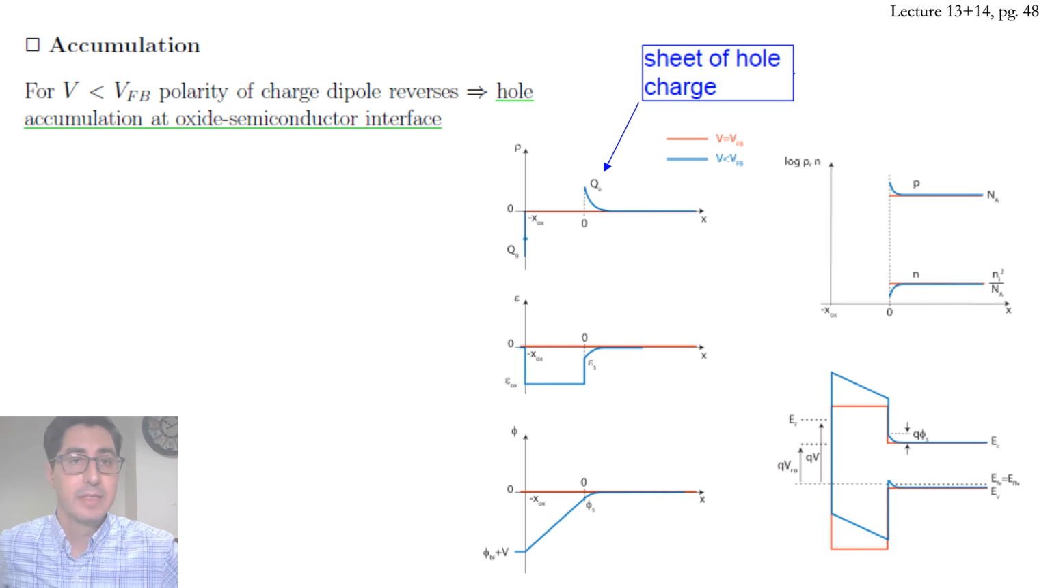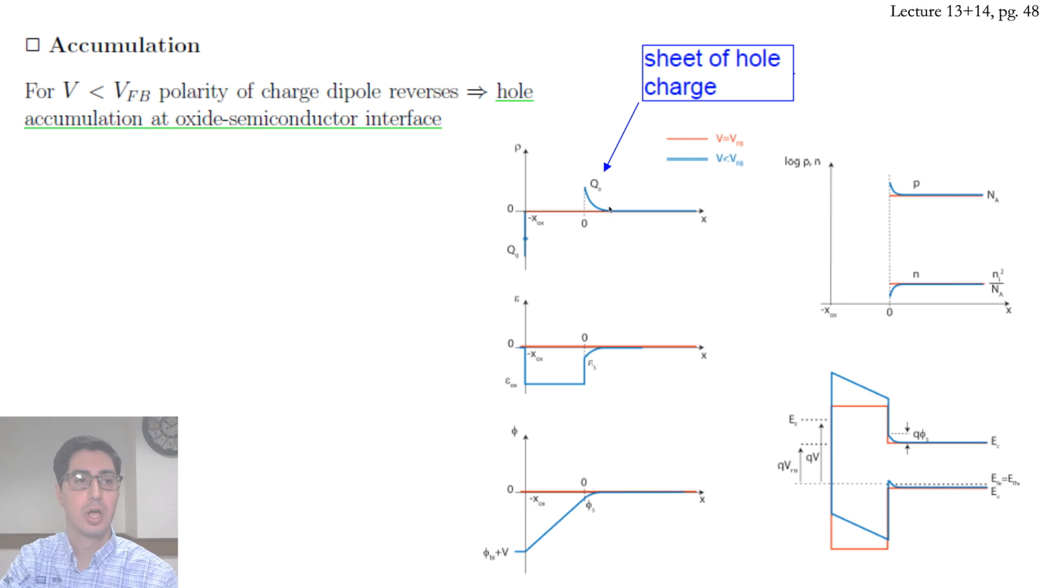The next regime I'd like to talk about is accumulation. In the accumulation regime, we're going below flat band. So imagine we're at flat band and now we go even negative. At flat band, we no longer have a depletion region. But now we put more negative potential on the gate. What is the negative potential on the gate going to do? Negative potential is going to attract positive charges in the semiconductor, to the surface of the semiconductor.